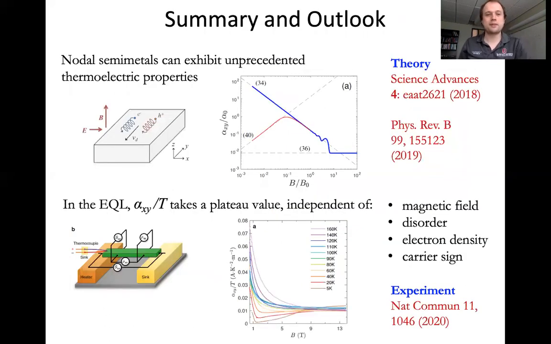Okay, so that's pretty much what I have. Just to remind you, I talked to you about some theory work, both for the idea of large thermal power increased by magnetic field in Dirac and Weyl semimetals, and then the theory behind why this alpha xy acquires the universal plateau at large B. And I showed you that at least in the Dirac material zirconium telluride, these predictions seem to be borne out quite well by experiment.